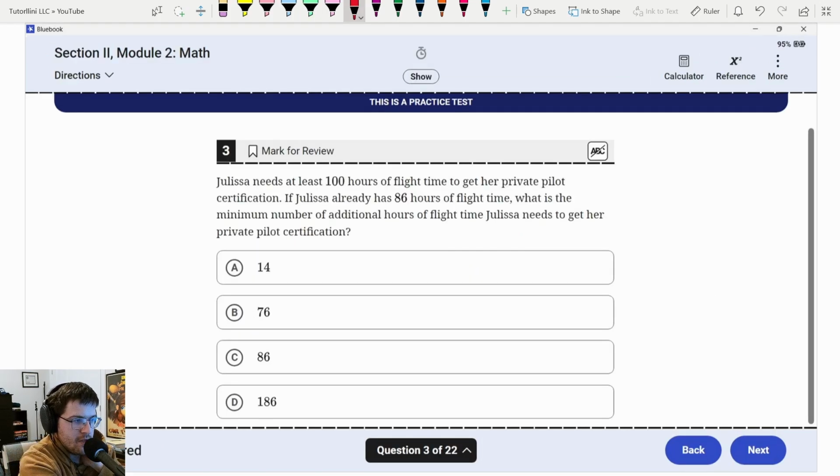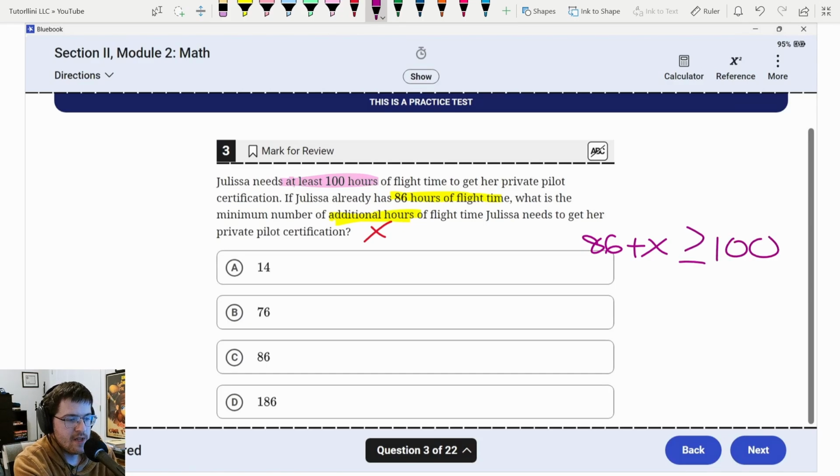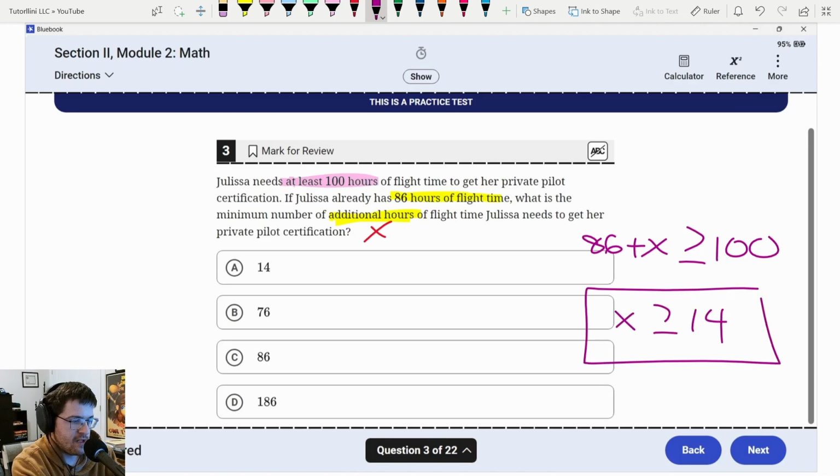Okay, question 3. So it says we want to know how many additional hours. And it says she already did 86 hours. So additional kind of means to add, right? So why don't we call this X? The additional hours is X. And we do 86 plus X. And then it says at least 100 hours. So at least is an inequality keyword that means greater than or equal to. So I'm going to put greater than or equal to 100. Now I just subtract 86 from both sides, and I get X is greater than or equal to 14. So she needs to do at least 14 hours, which gives us choice A.